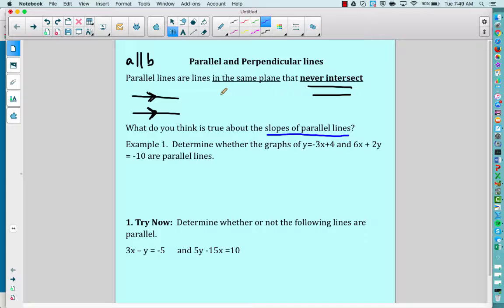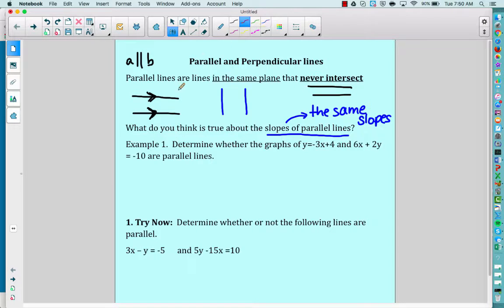If the lines are going the exact same direction and they never intersect, I'm hoping that you would say to yourself that the slopes would have to be the same. They have to have the same slopes. So parallel lines have the same slopes. Say that to yourself. Parallel lines have the same slopes. Out loud. I can't hear you.